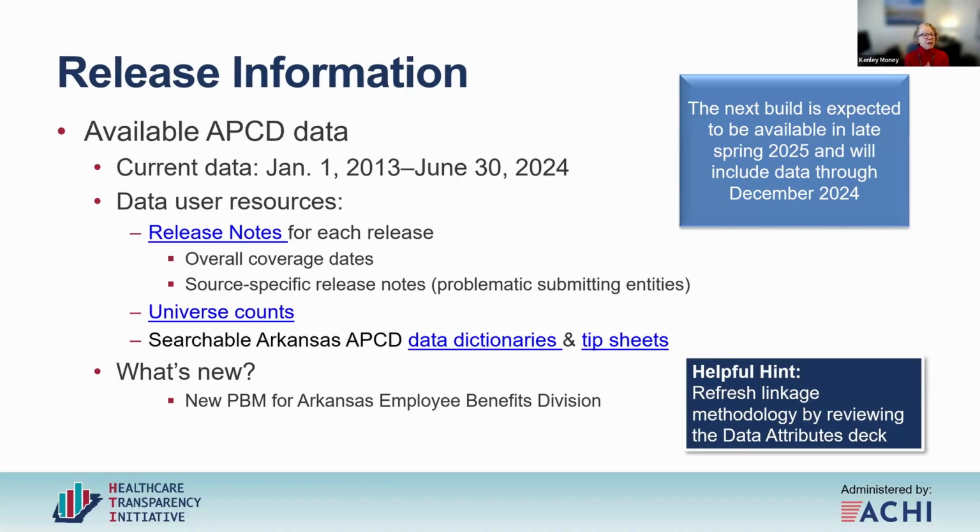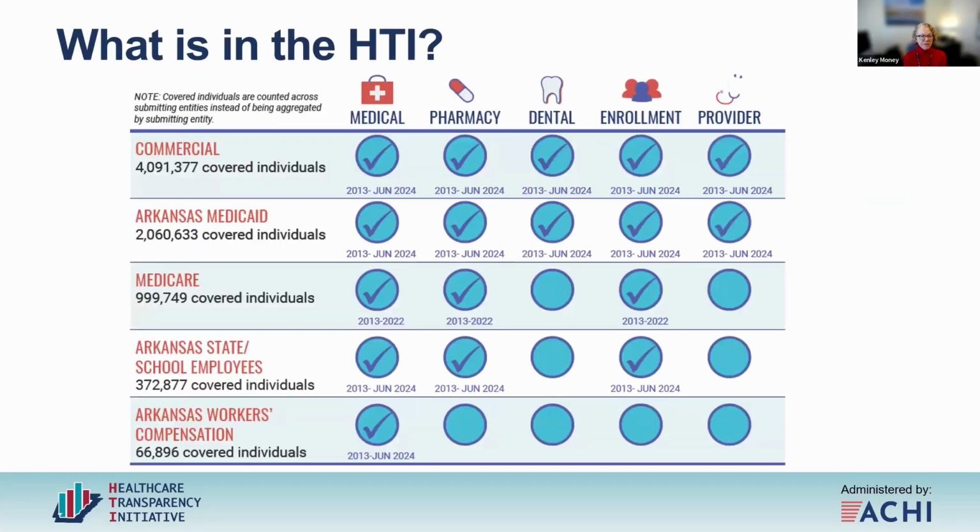We have fresh release notes, we have fresh universe counts, updated data dictionaries and tip sheets. One of the new things here is that there's a new PBM for the Arkansas Employee Benefits Division. That's the group, remember, that has the state and public school employees. A quick infographic just to give you a snapshot of the data that's available is right here. This is on the website. When you go to arkansasapcd.net, it's one of the first things that you'll see, but it illustrates the data that we have for the big file types, commercial, Medicaid, Medicare.